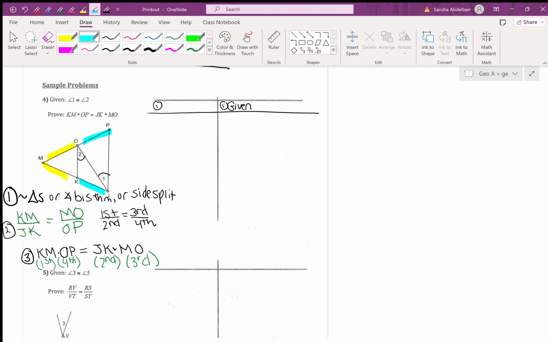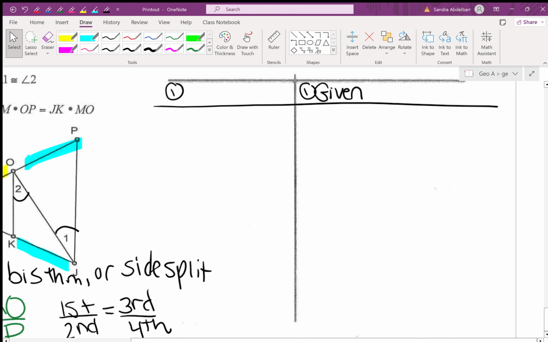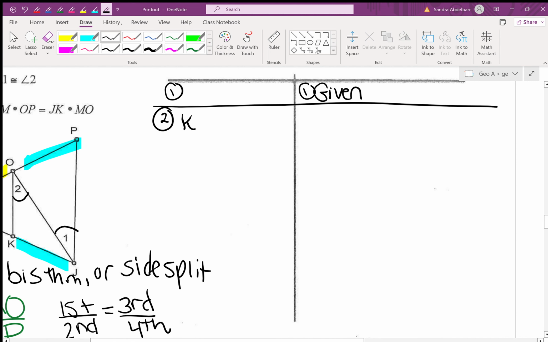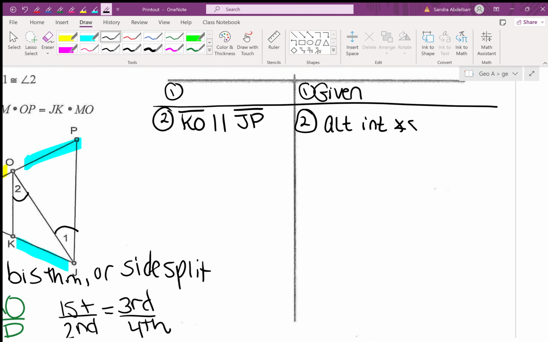But is KO parallel to PJ? Yes. Why? Because of the alt interior angles. Do we see that Z? So now step number 2, I'm going to go ahead and I'm going to say this. I'm going to say that KO is parallel to JP, and the reason is going to be alt interior angles congruent yields parallel lines.